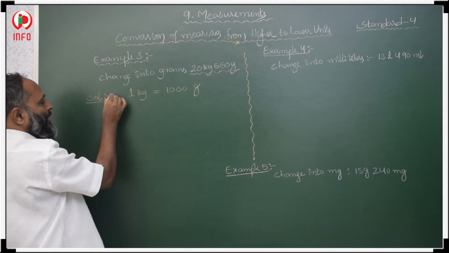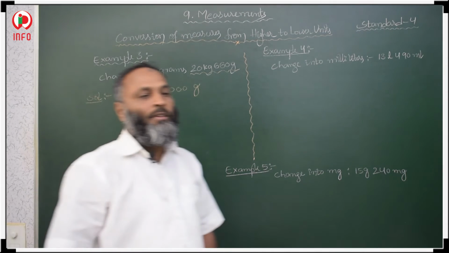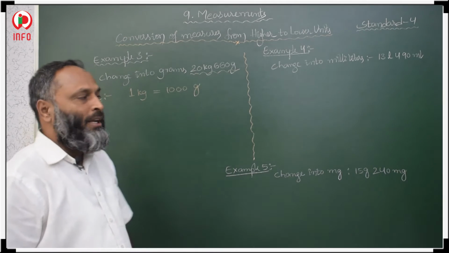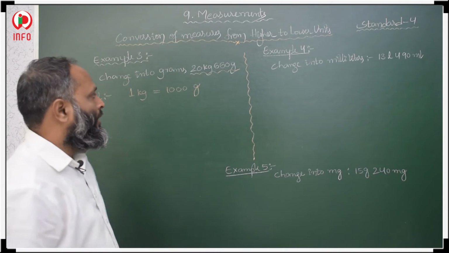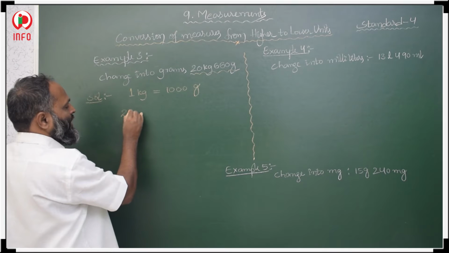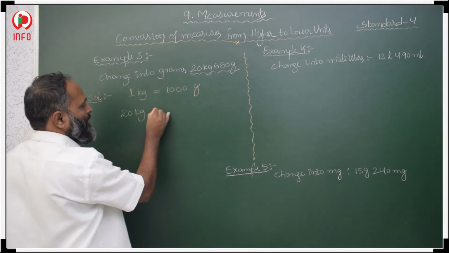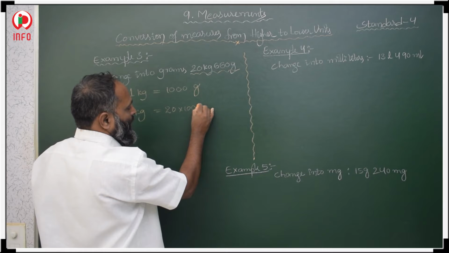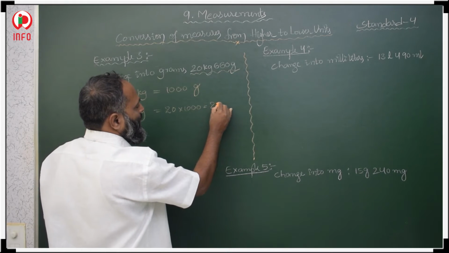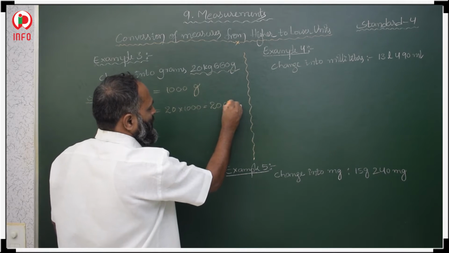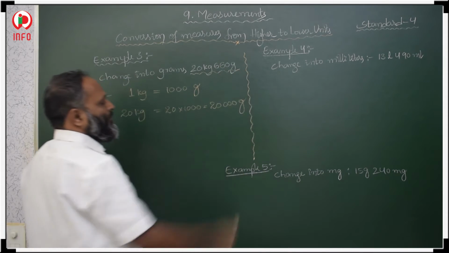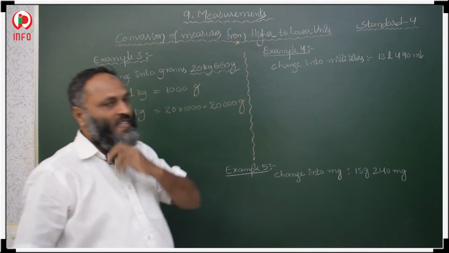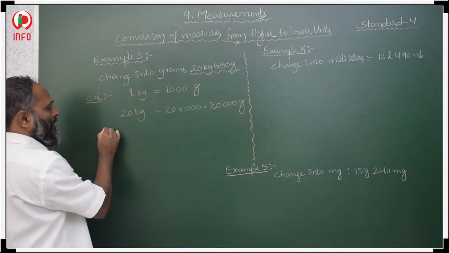First we change the unit quantity into grams, that is 1 kg. 1 kg is equal to how many grams? 1000 grams. Then 20 kgs. Now 20 kgs, how many grams? That is 20 into 1000, that is 20,000 grams. Now this complete 20 kgs and 660 grams we should convert into grams.